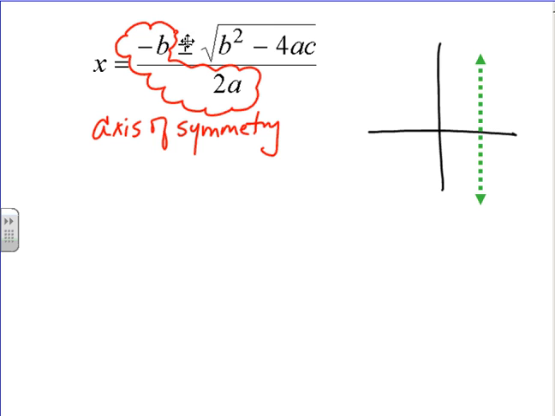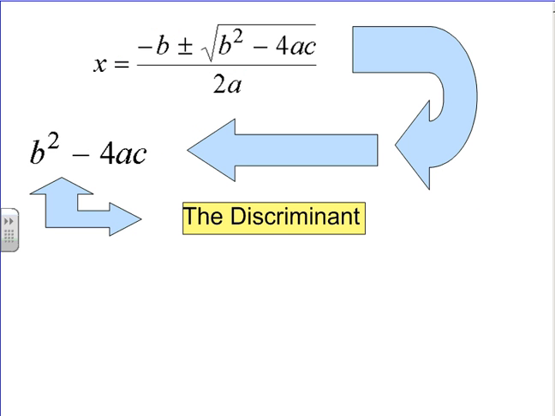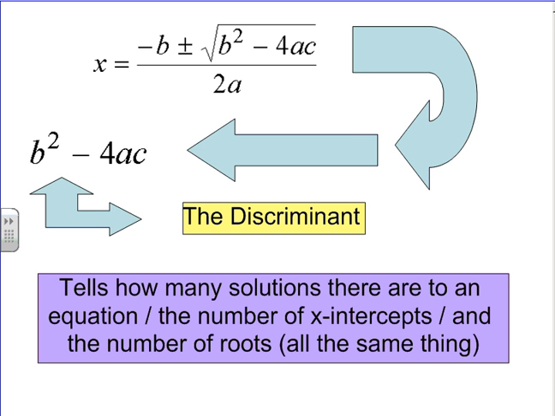And what the discriminant does, which is this part here, is tell us how far away we are from each side. If we just evaluate it and not really look at its true value, it will tell us how many solutions there are to an equation, the number of x-intercepts that will occur, and the number of roots. And we have to recognize that all of those are the exact same thing. Regardless of what's being asked, they're all the same thing.